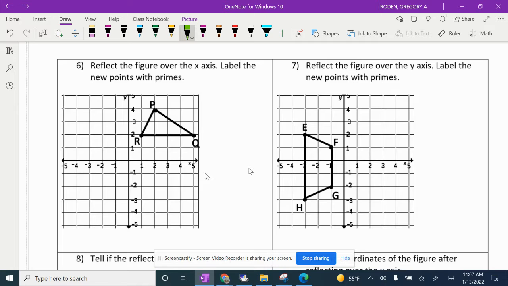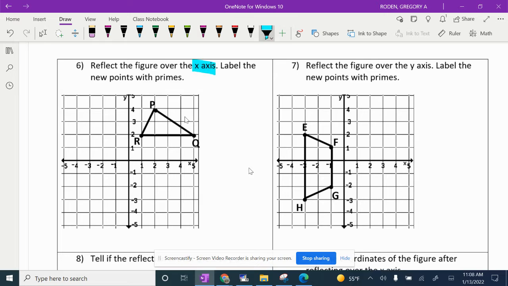Page 2, we flip. Now, in order to flip something or reflect something, we need to know what we're going to reflect over. On this page, we're going to reflect over 2 major lines on our graph, our x-axis and our y-axis. Does everyone understand that? Okay, so this one says we're going to reflect over the x-axis.